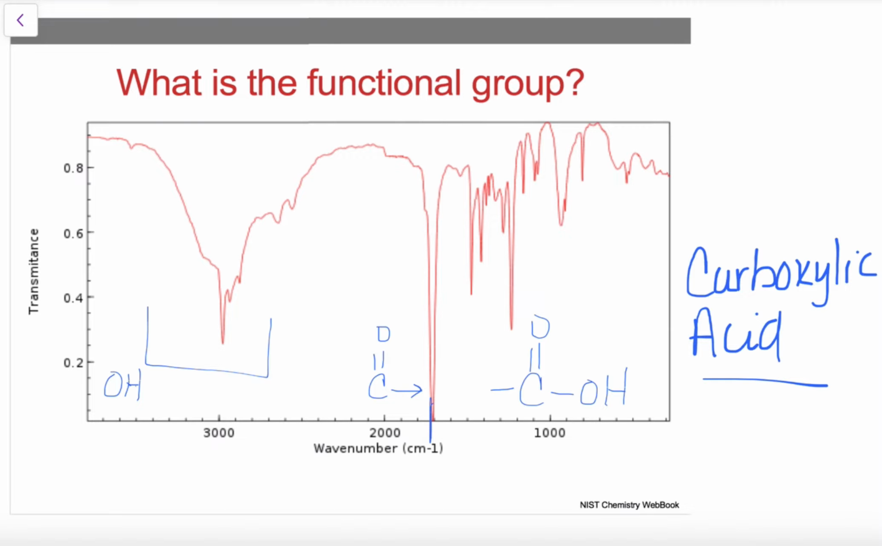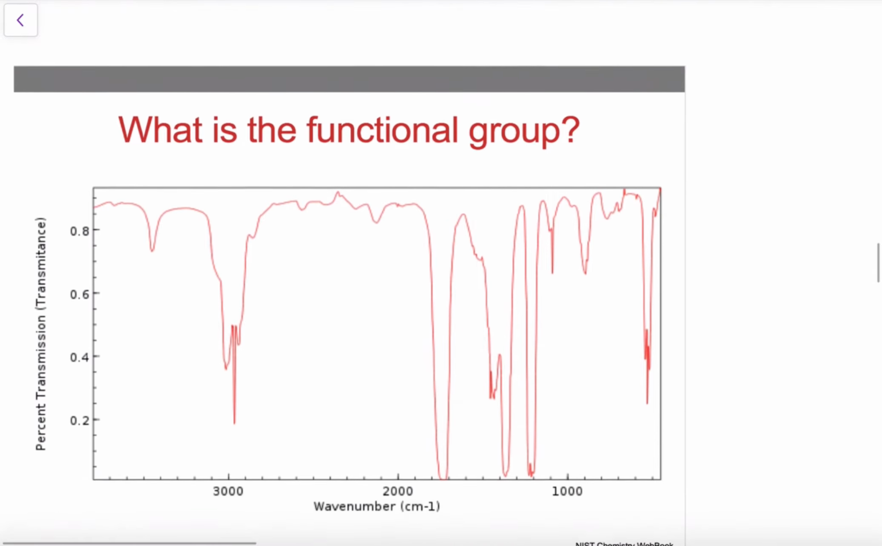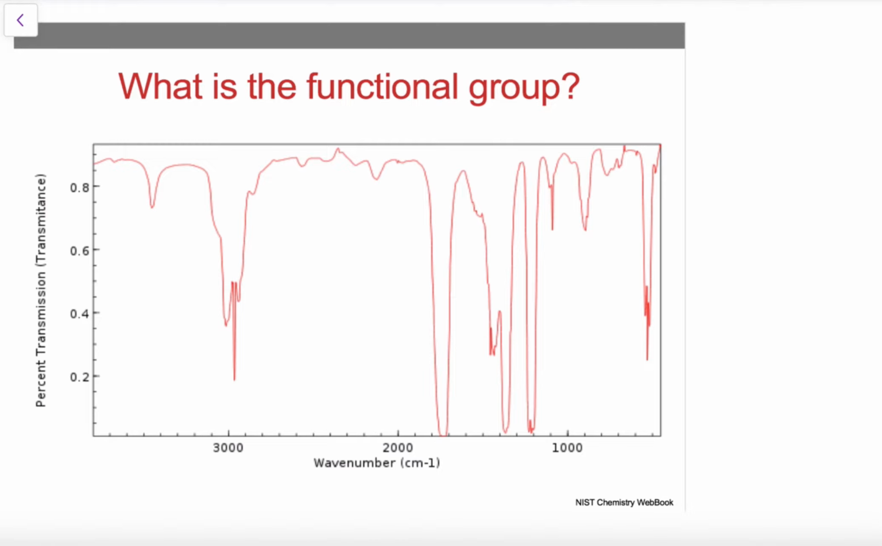So this spectra is one for a carboxylic acid. What about this one? Well, let's start out by looking for OH stretches and carbonyls. We do have a very sharp peak here again, which is around our 1720 mark. So that's a suggestion that we have a carbonyl containing functional group. Now, over here to the left, where we would be looking for an OH stretch, we do not have one.